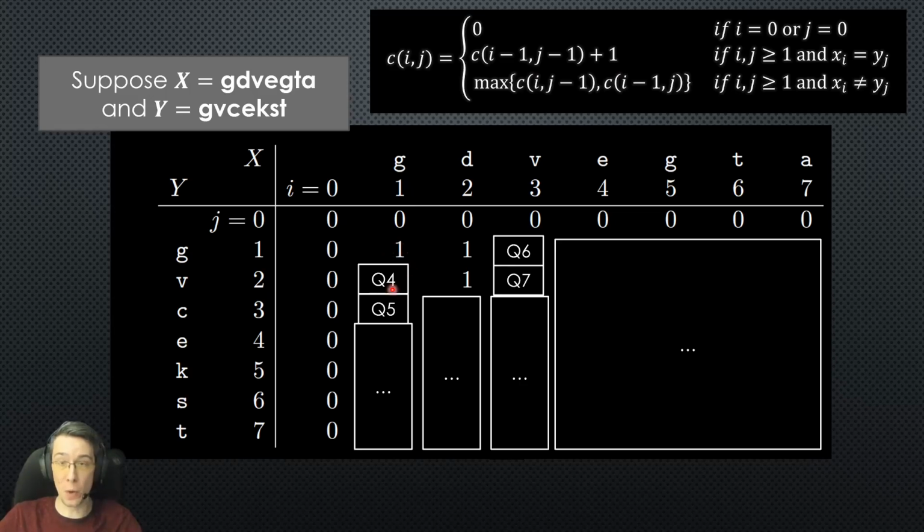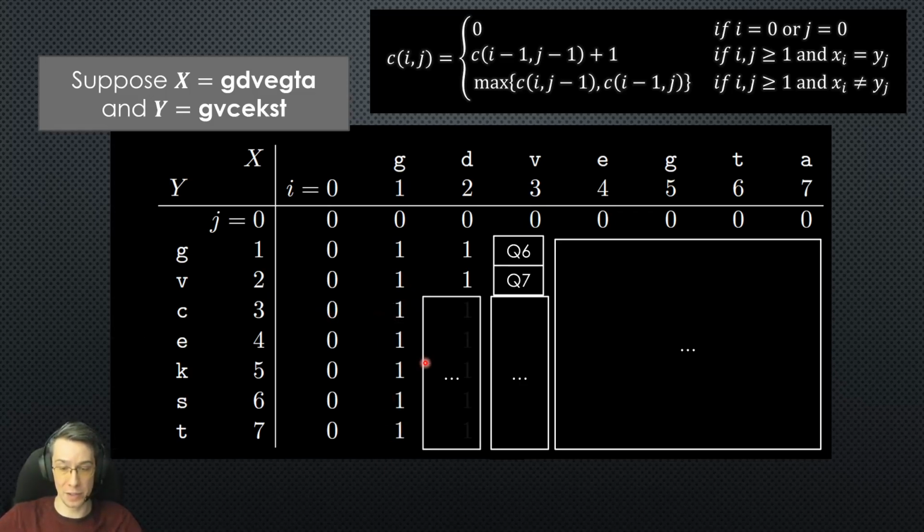And then for Q4, we're going to ask the same question. Are our x_i and y_j equal? G is not equal to V, so now we're in this case. We're going to take the max of the cell above us and to the left of us. Well, that's going to be 1, right? And here we're going to do exactly the same thing because C is not equal to G. So we're going to take the max of 1 and 0, that's 1. And then, of course, we can compute the rest of these. I'll just fill them in.